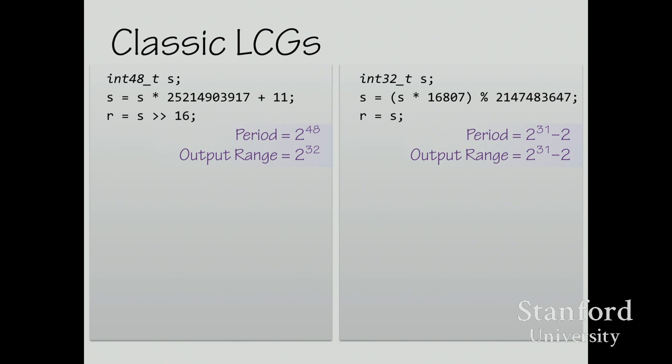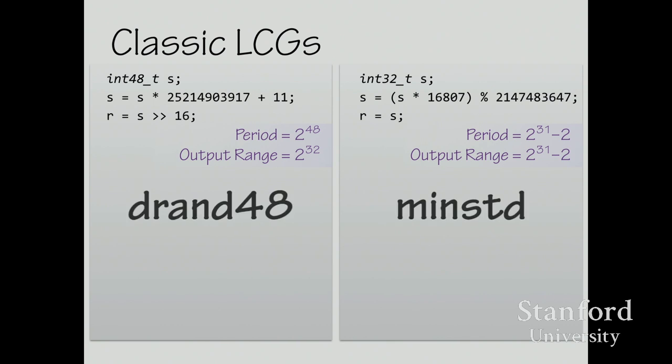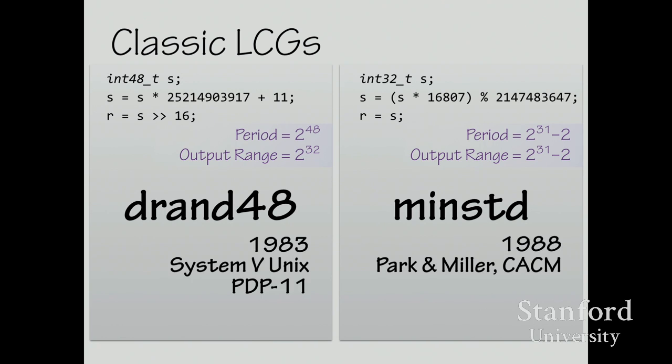So these things actually have names. This one is called DRAND48 and the other one is called MINSTD, and they're actually quite old. One of them comes from 1983. It was originally written for a PDP-11, a 16-bit machine. Some of you will be like, yay, 16-bit machines. So 48 was like three 16-bit variables used to make the 48-bit random number generator. And MINSTD came out a bit later.